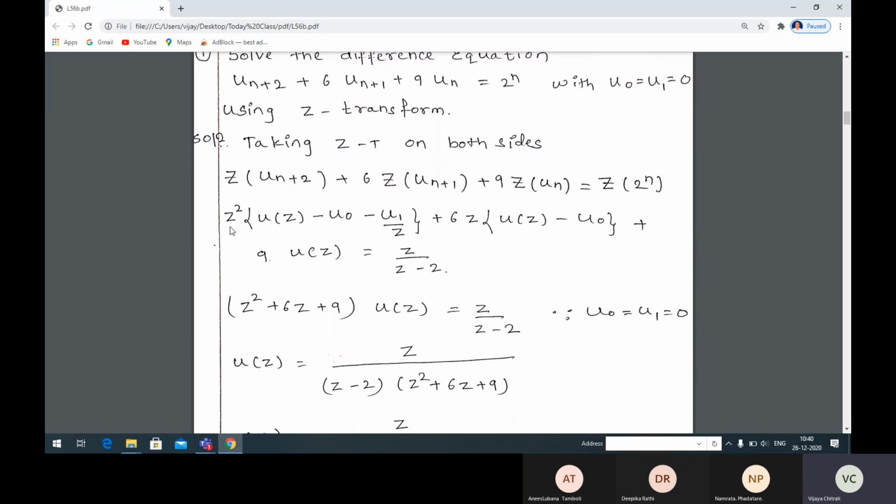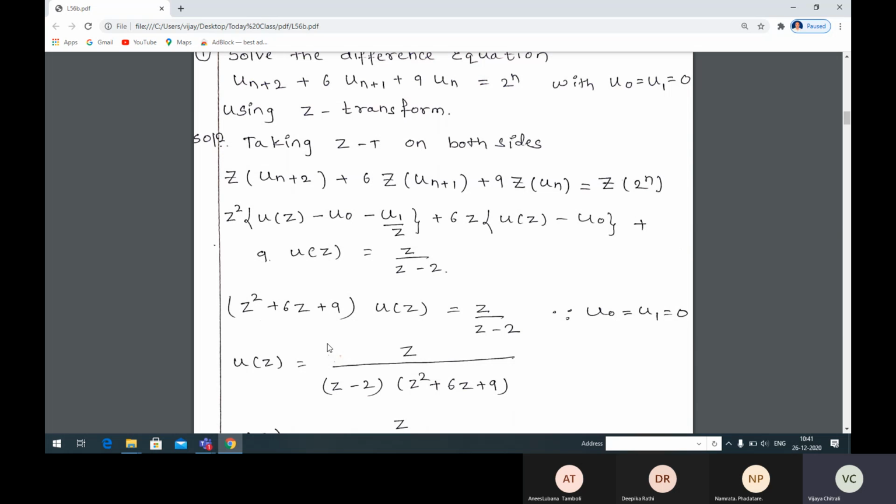Now for the rest, we have z square u of z, 6z u of z, 9 u of z. What is common here? u of z is common, so collect the coefficients of u of z. The coefficient is z square, plus 6z, and plus 9. So we have z square plus 6z plus 9 times u of z equal to z divided by z minus 2. Why did we get this? We have applied the conditions, u naught and u1 both equal to 0.